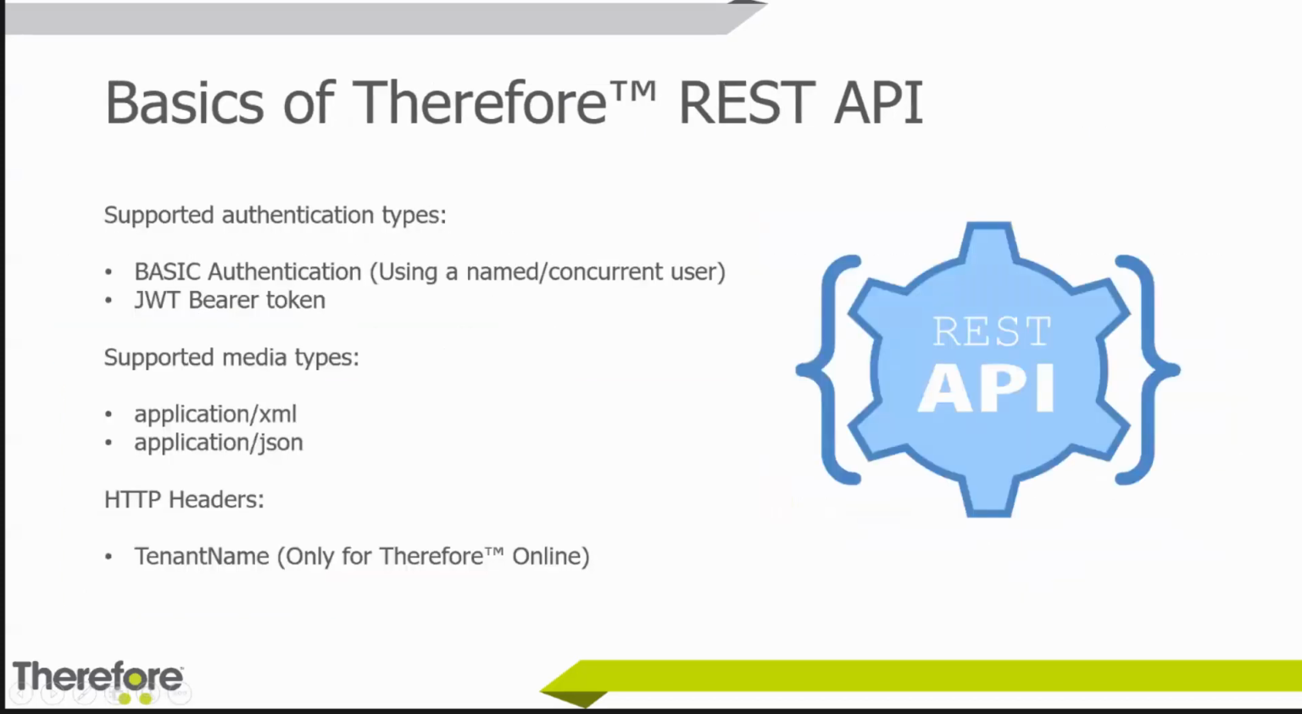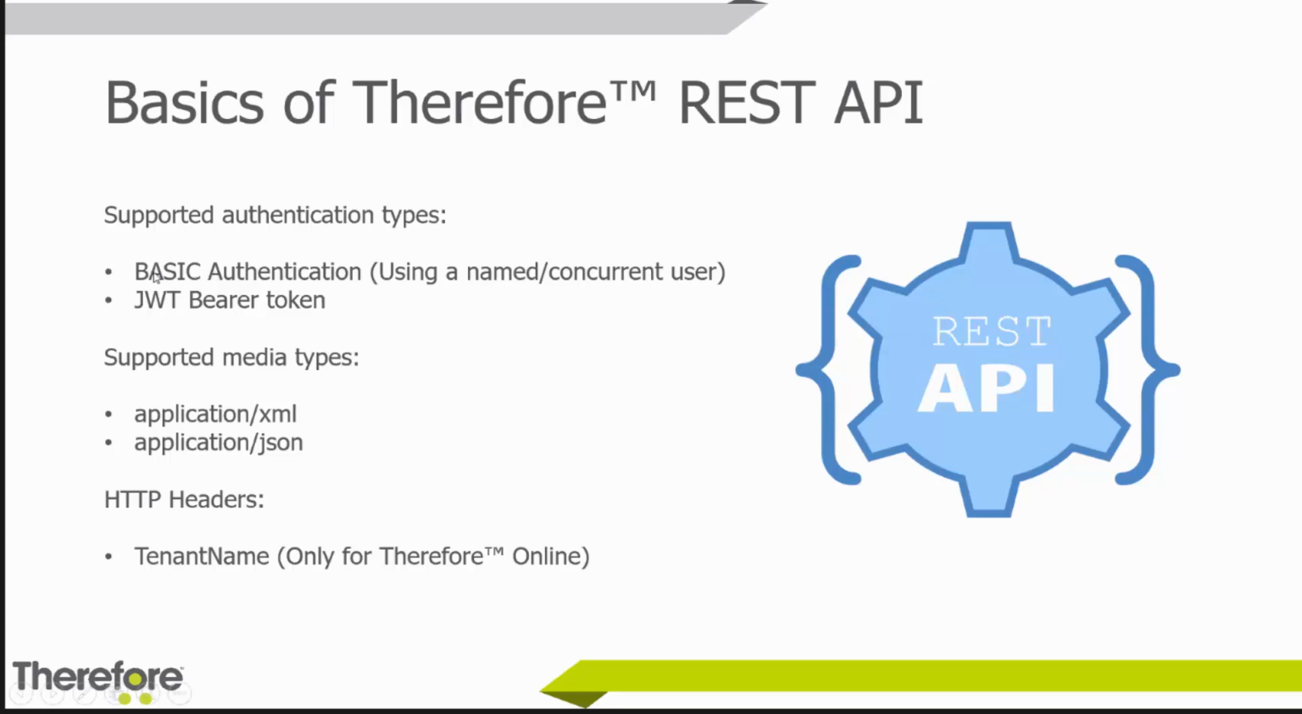What is needed to consume a Therefore REST API? Basically, we have to authenticate into the server, and for this, we use a normal Therefore user. It can be a named or concurrent user, but it is a Therefore user, a normal user like the end user that accesses the system, right?